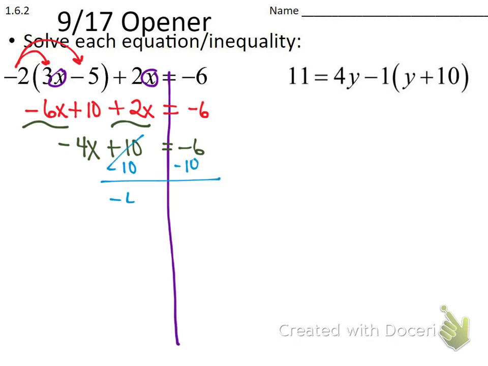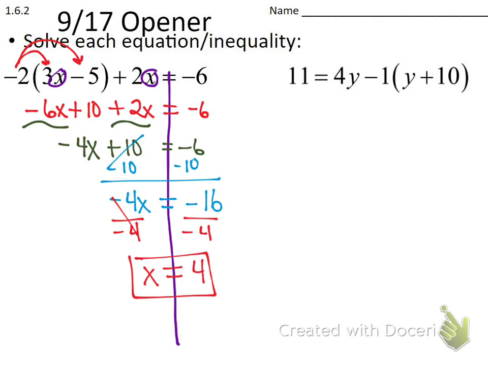So now I have -4x equals, what do you guys think? -16. Last step is to do what? So x is going to equal, that's right. Good job. Any questions on that first one?